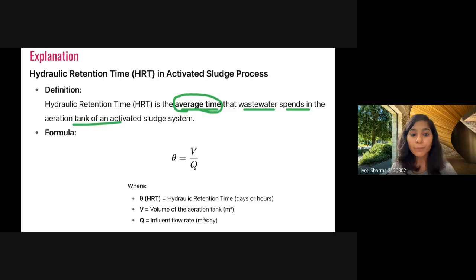Okay, because here the unit will be either days or hours, this will be the volume of your aeration tank upon your flow rate. Because here we are not talking about microorganism, we are just talking about the wastewater and how much time the wastewater will be in the aeration tank. So this will be based on just the volume of the aeration tank and the flow rate of your wastewater that is coming into the aeration tank. So that's why this will be equal to V by Q.